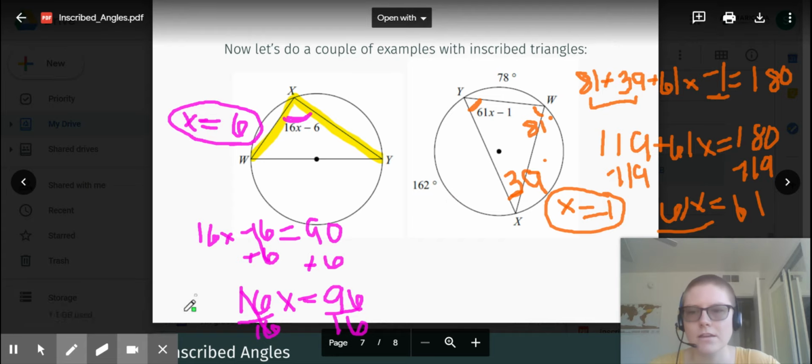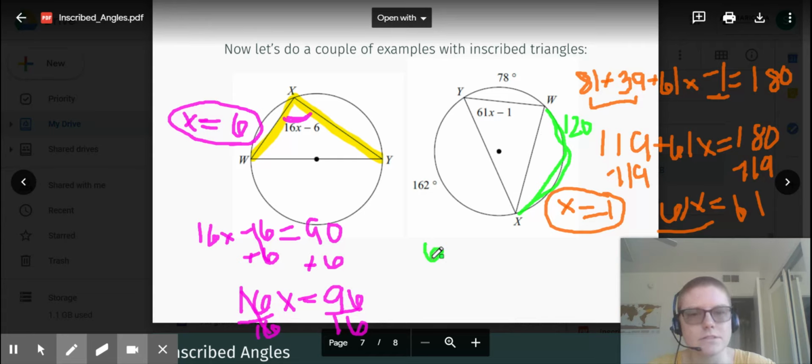The other way, let me just do some erasing, is that I know the whole circle adds up to 360, which means that for this 78 and this 162, we subtract that from 360 to get the remaining arc. So 78 and 162, that's 170 plus 70 is 240. So that leaves 120 here. All right, so then I know 61x minus 1 equals 120.